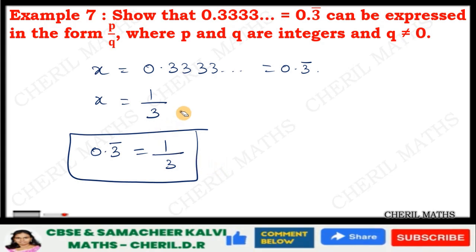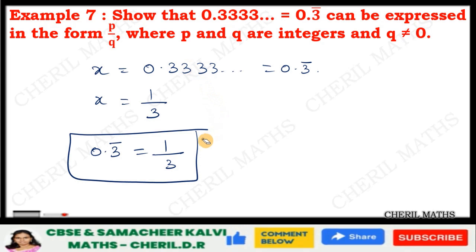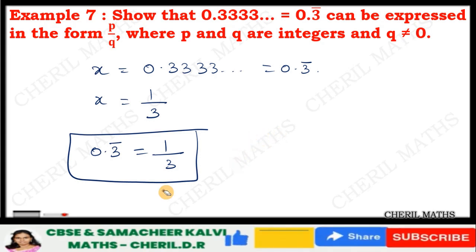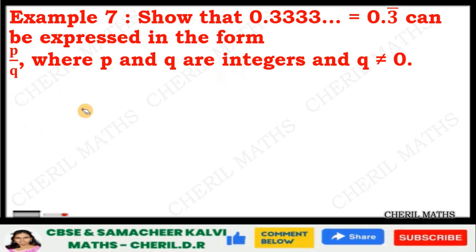So when you are given numbers like this which repeat very quickly, unlike your example 6 where you had a much bigger number, this is the easiest way to do it. Otherwise, in that way also you can represent it, but when you are given simple numbers you can very easily use this method. So I would prefer using this method.